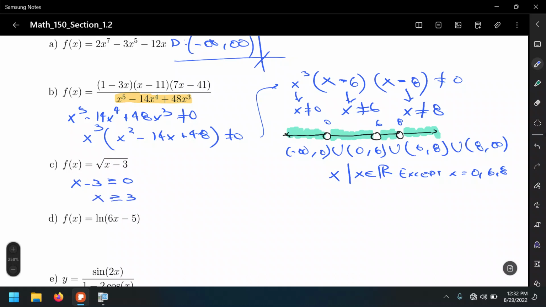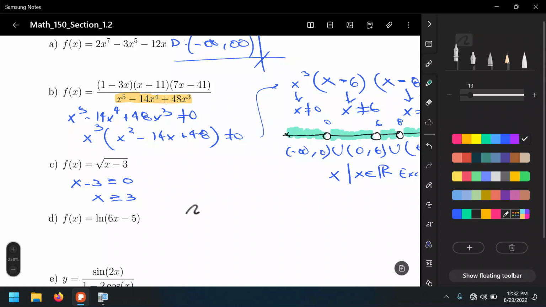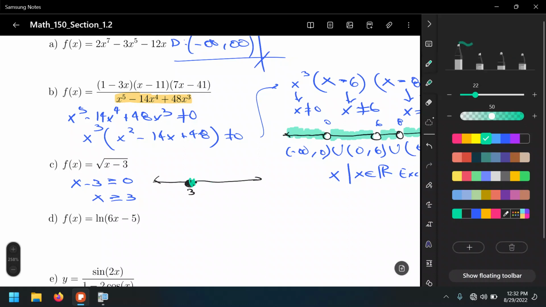Alright? Or using graph notation, 3, and actually a solid bubble, right? And this is the domain, all right, from 3 all the way to positive infinity.